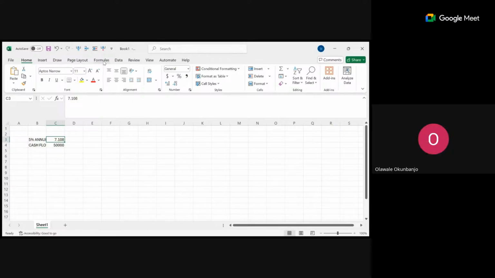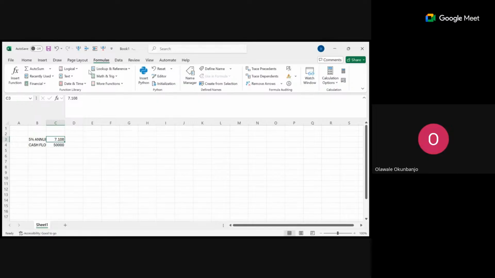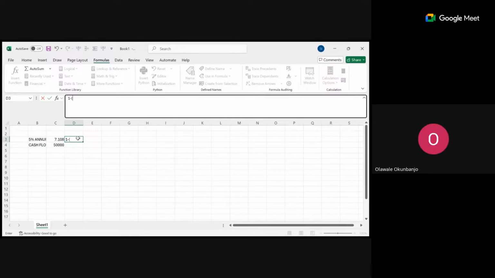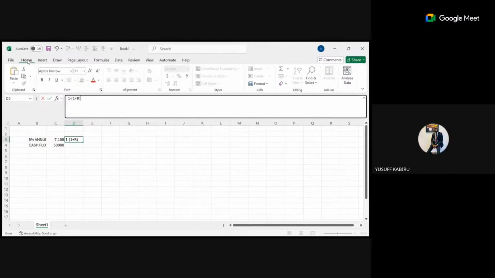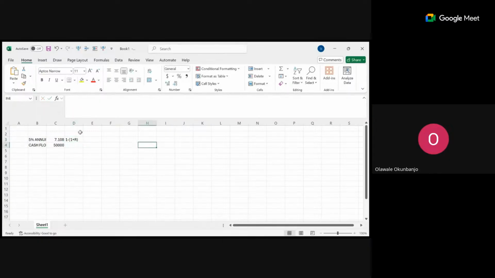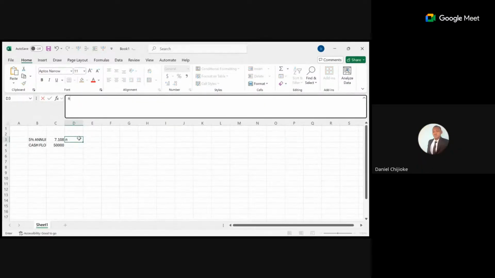Let me see if I can even see it. The formula is 1 minus, larger bracket open, 1 plus R, larger bracket close, raised to the power minus n, all over R. You can just hold on, the n there, raised to the power minus n. Okay, minus n. Yes. All over R.